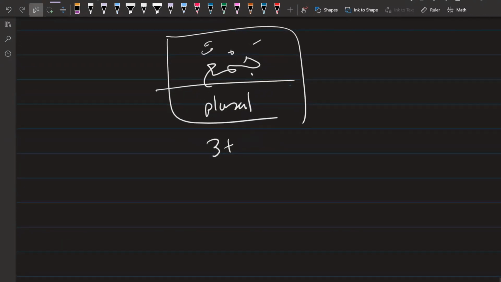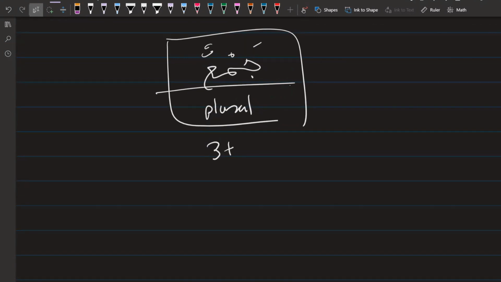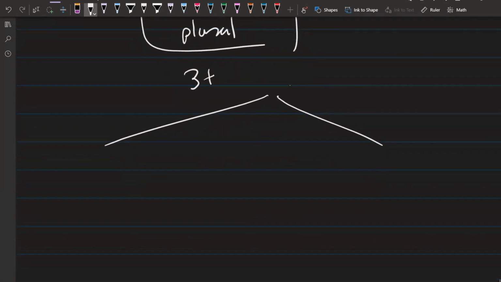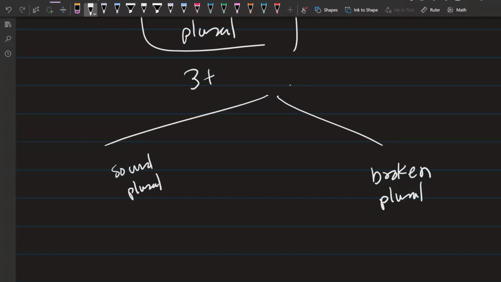Now, the way they do is they divide the plural into three different categories. Let me just put it as two categories first, and then maybe it will be easy to understand. So they divide into two categories. One of them, they will say broken plural. Another one is sound plural. What is broken plural and what is sound plural?